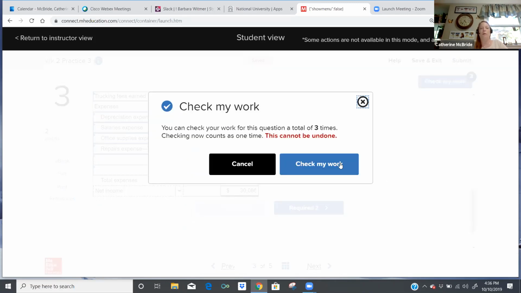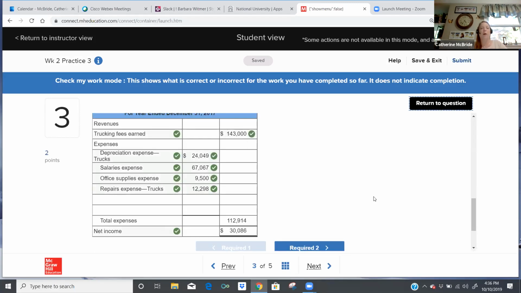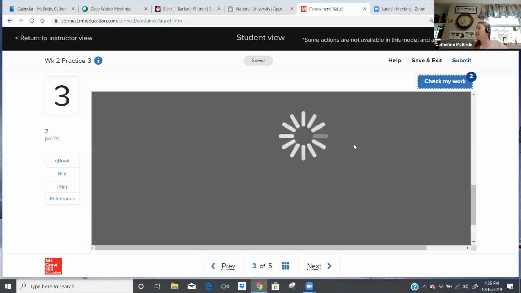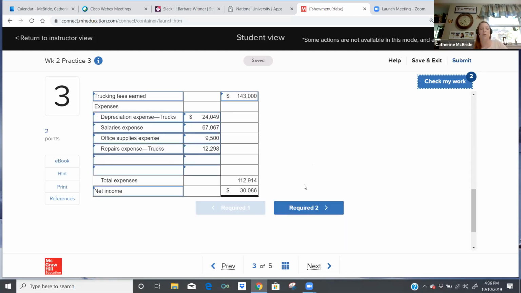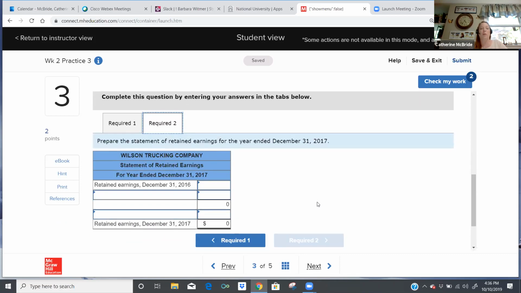So let's check our work. Make sure I didn't miss anything silly. Okay, so we know that our net income is 30,086, and we're going to need that number because the next one we're doing is a statement of retained earnings. So when we go over here, we need our beginning retained earnings balance, but let's fill in add net income.